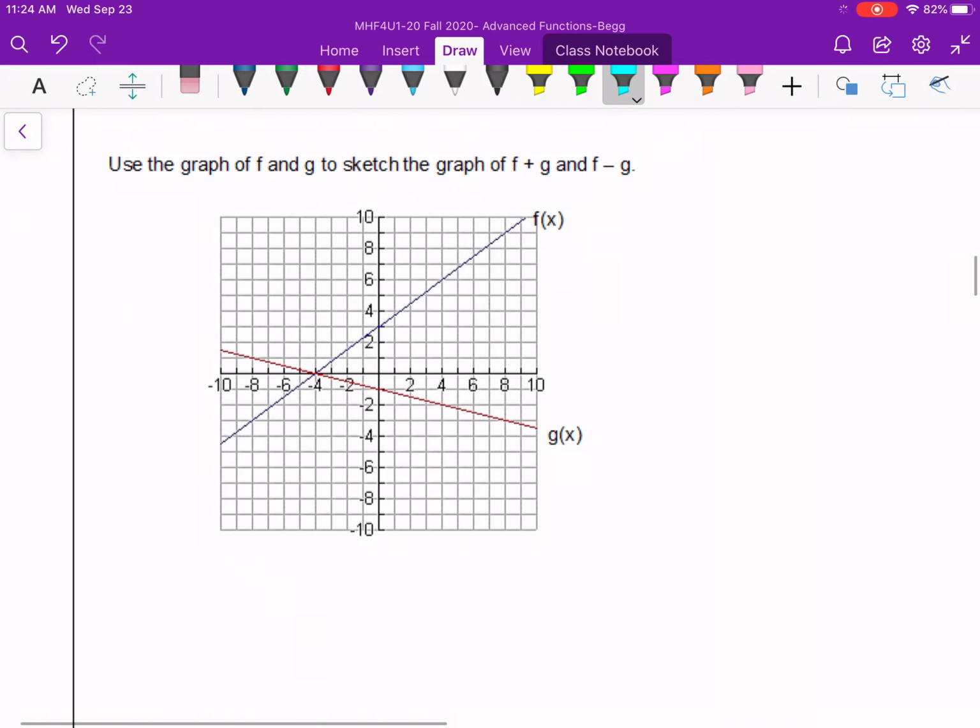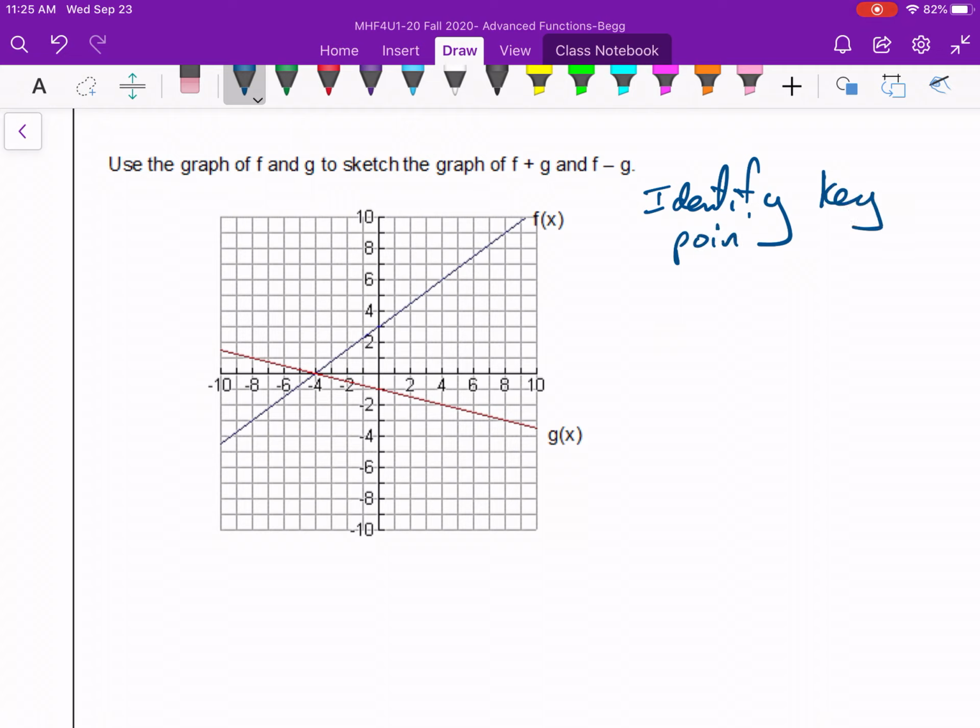Use the graph of f and g to sketch the graph of f plus g, and f minus g. All right, so I need to get some key points here. I'm going to write that down: identify key points, because that's really the easiest way to do it. Just like in doing transformations, when we want to know what some key points are and then transform them, we want to do the same thing. We want to identify key points for combining functions.